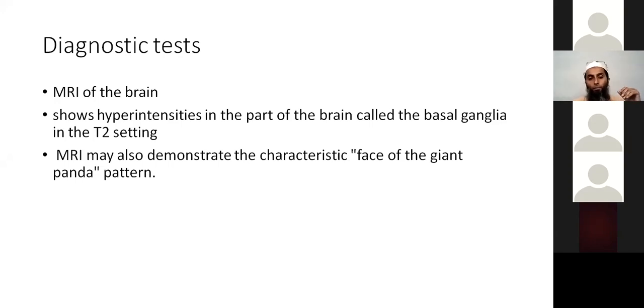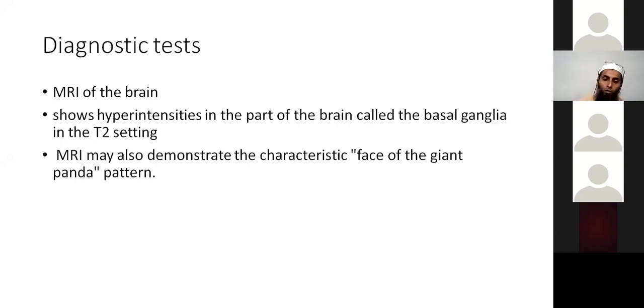And then when it gets accumulated, it classically causes a picture called the face of the giant panda. As you see, a panda has a black and white picture on its eyes and ears. The classical sign is called the face of the giant panda, right?